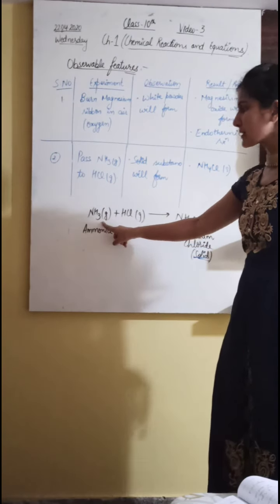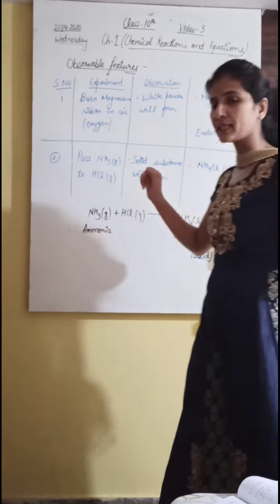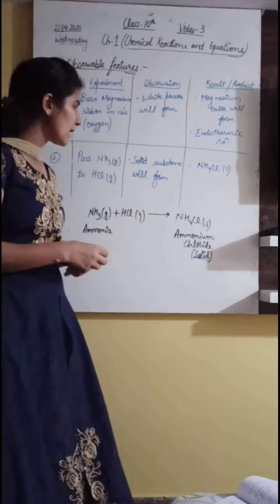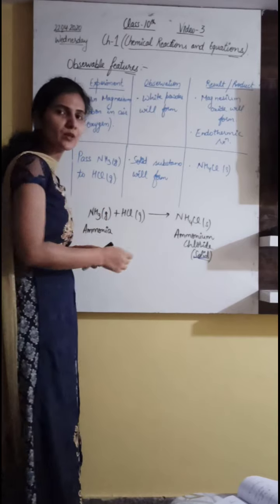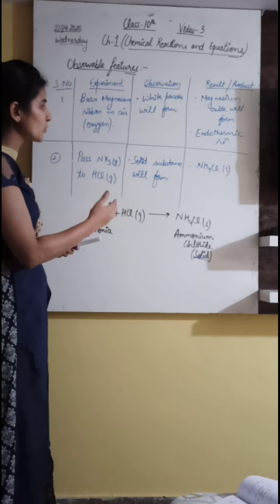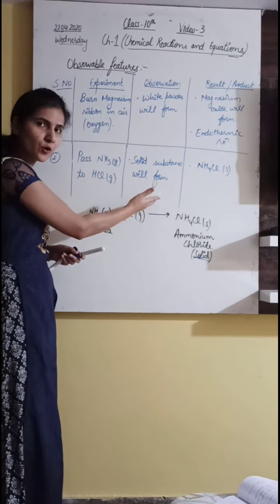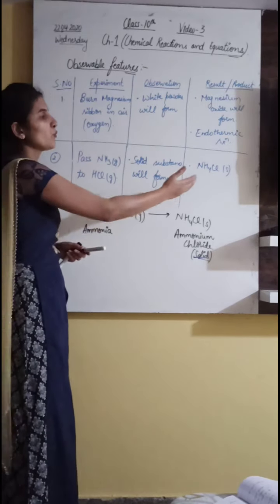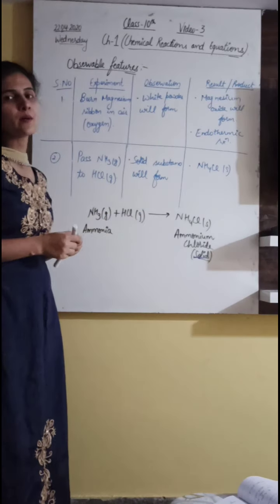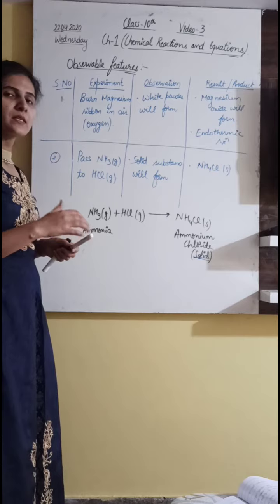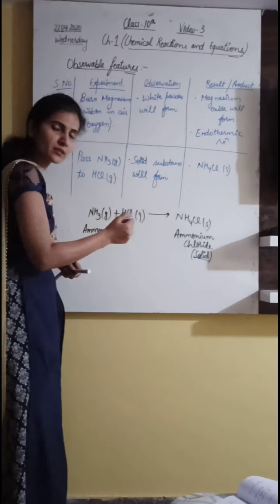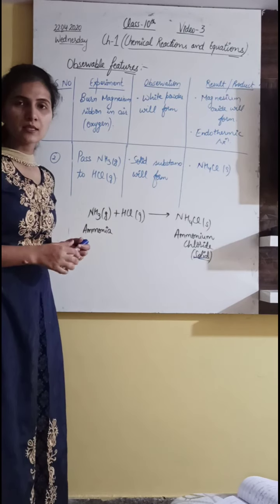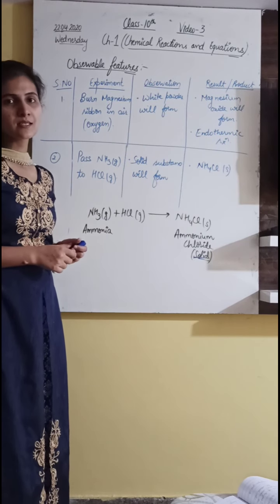So when we pass ammonia gas to this HCl gas, what will happen? Ammonium chloride will form, which is solid in nature. So here we can conclude that a solid substance will form. This is our observation, and what we conclude is that ammonium chloride will form. Basically, from the gaseous state we are getting a solid product. So this is an example of change in state.